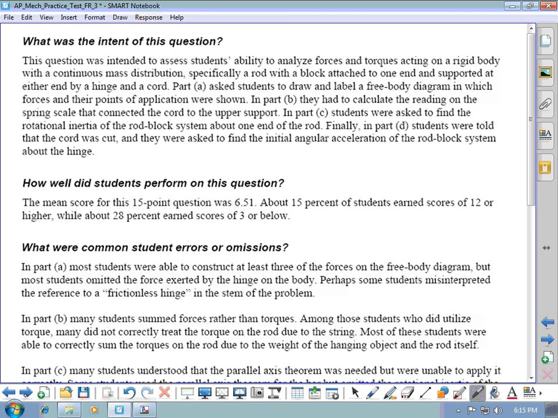Part B, they had to calculate the reading in the spring scale. Part C, you were asked to find the rotational inertia. And in Part D, the cord was cut and you had to find the angular acceleration. How well did students perform? The average score was a 6.51.